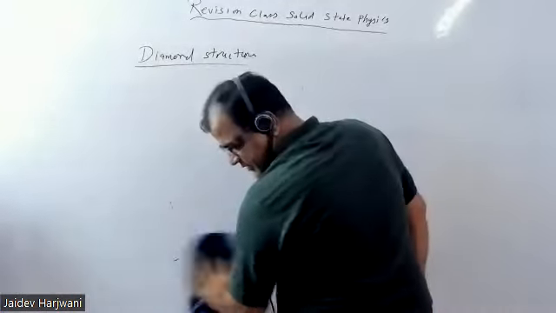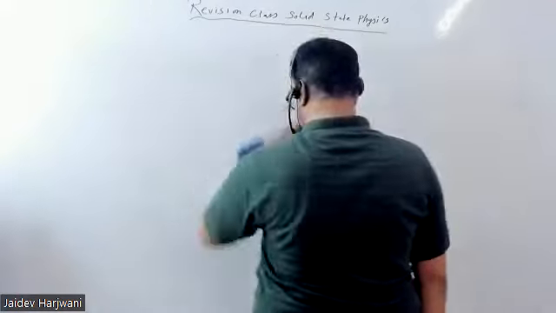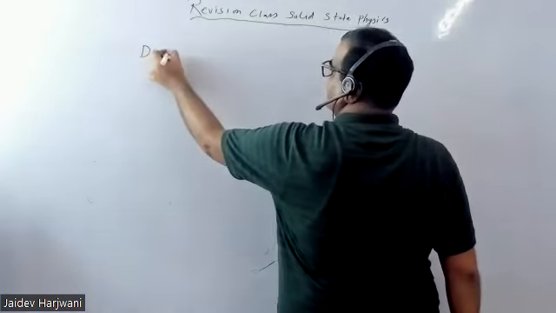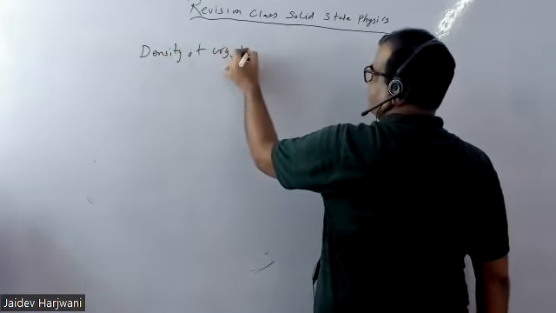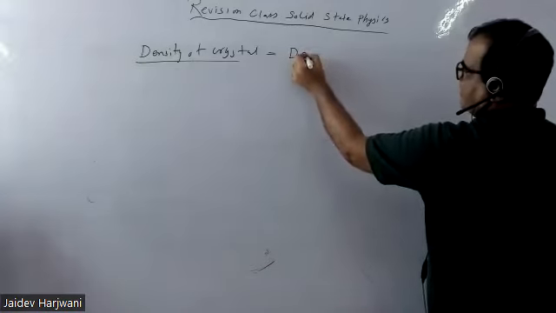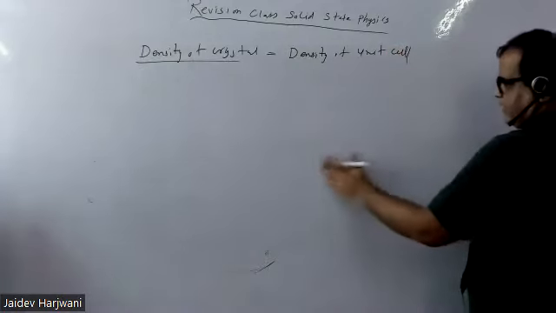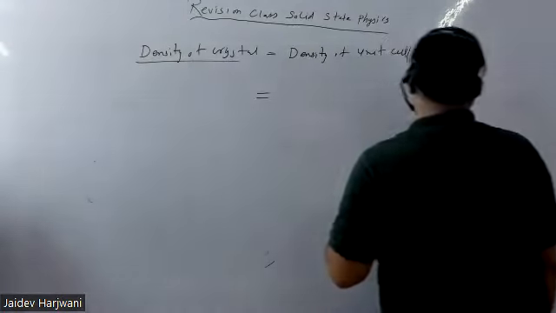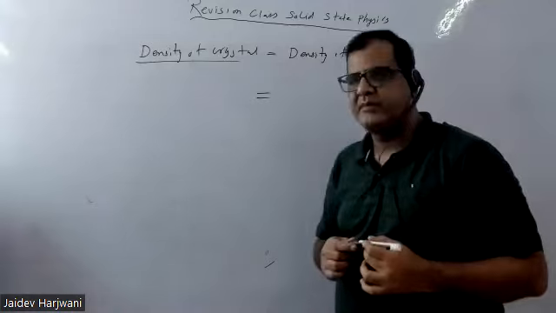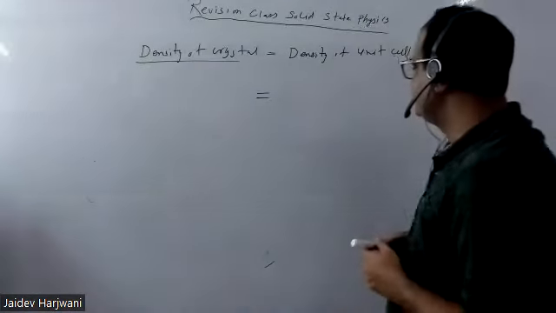The next is density of crystal. Density of crystal is equal to density of unit cell, which can be calculated. We can calculate how much mass is present in the unit cell divided by volume of the unit cell. Density is mass by volume.